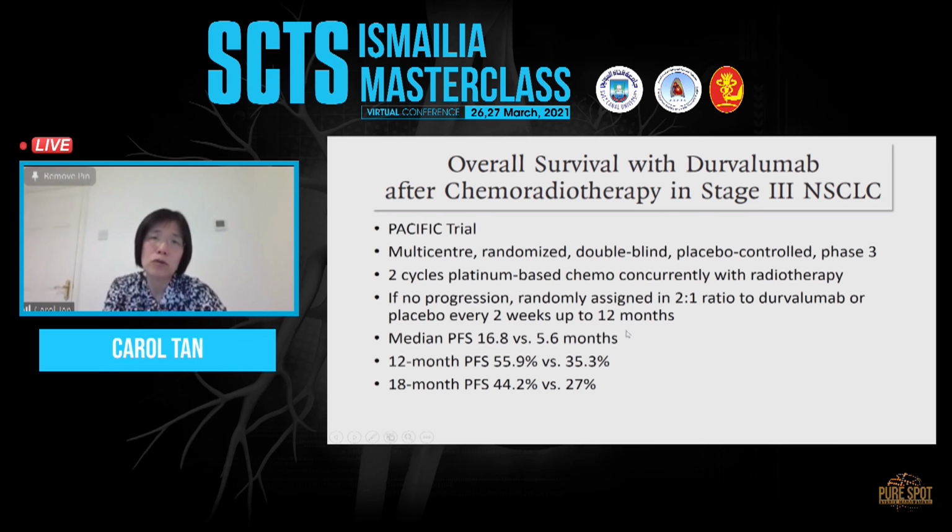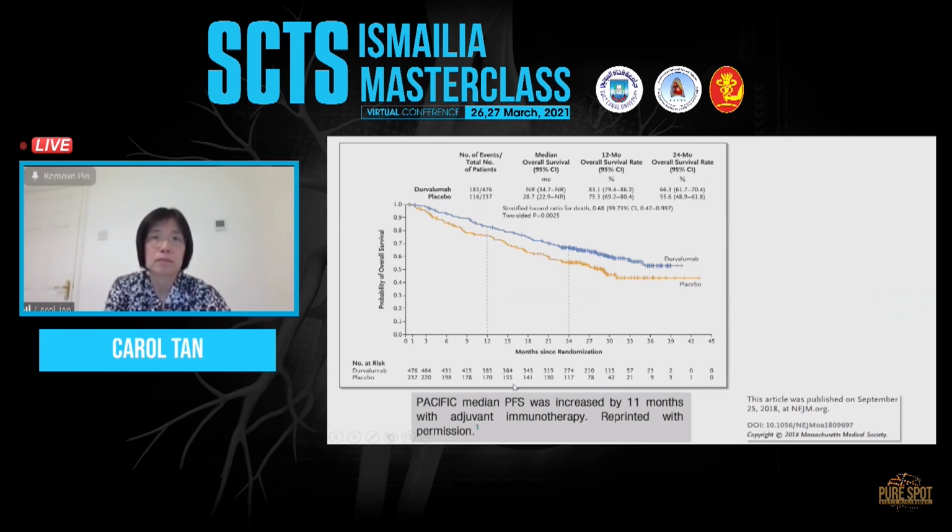They found that the patients who had immunotherapy had a median progression-free survival of 16.8 months versus those who didn't have immunotherapy of 5.6. So this is an 11-month difference, which is quite significant in oncological studies. The survival advantage also persisted to 18 months here. This is the survival curve, so durvalumab being a little bit better or significantly better than the placebo group.